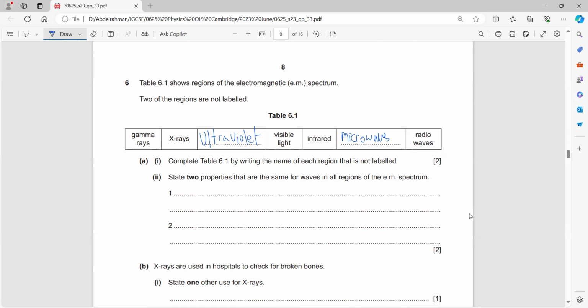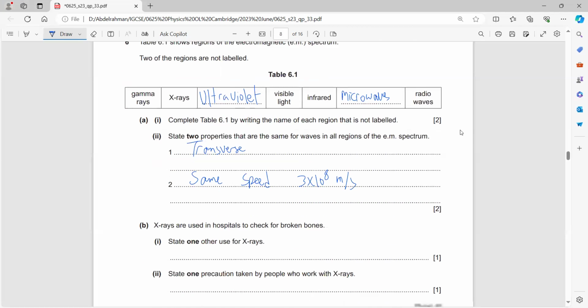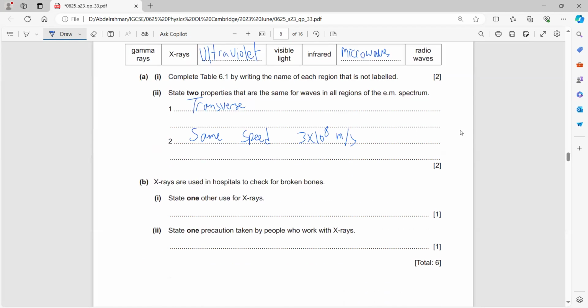State two properties that are the same. They are all transverse, and they all travel fastest in a vacuum. Same speed, which is 3 times 10 to the power of 8 meters per second. You should memorize the speed.